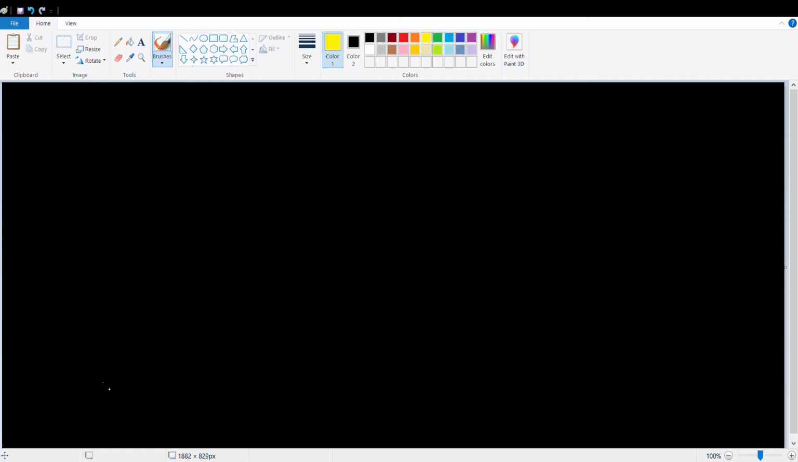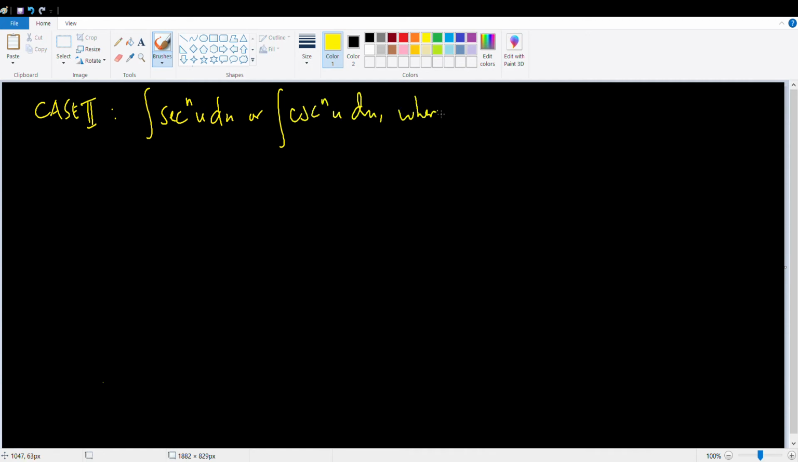Okay, we go to case 2. Integrals of the form secant to the n u du or cosecant to the n u du, where n is a positive even integer, even and positive.